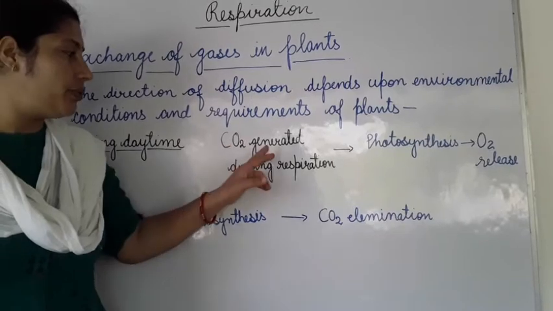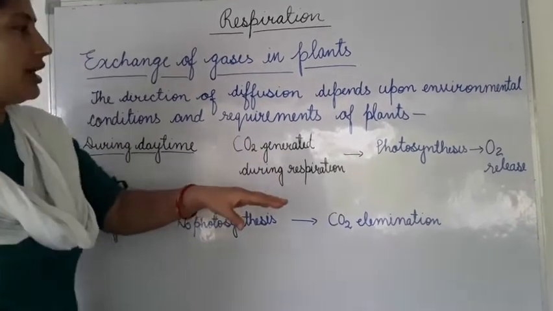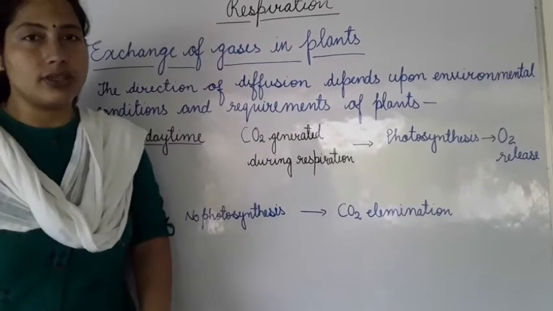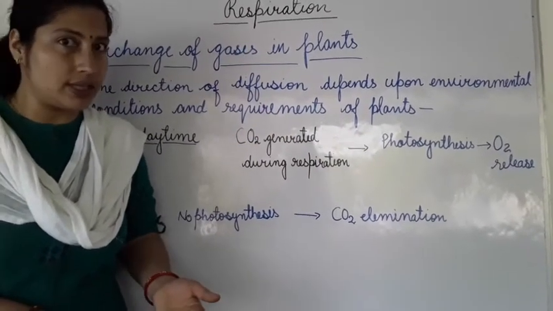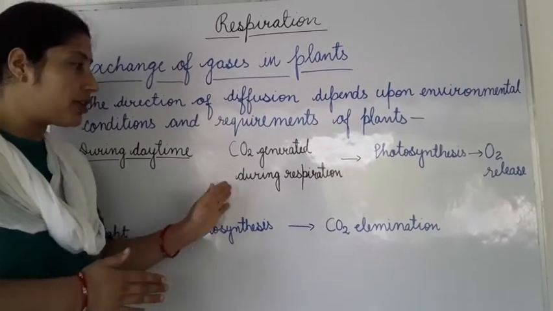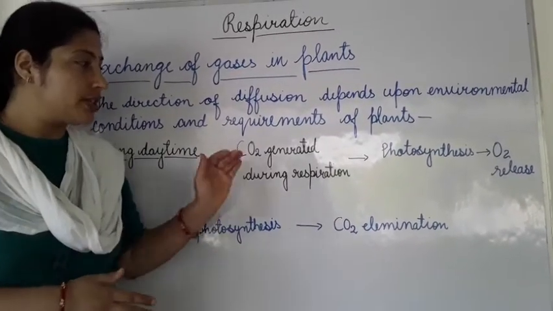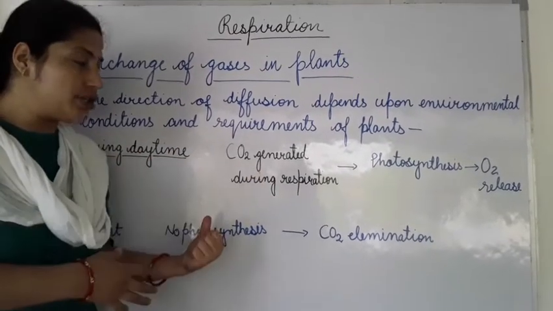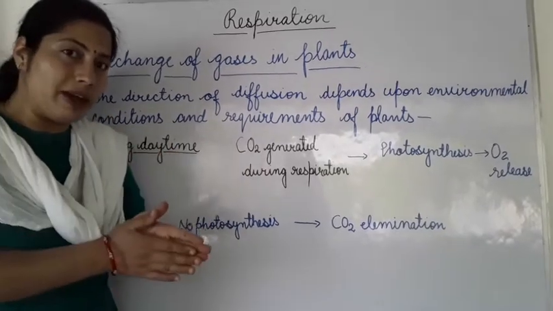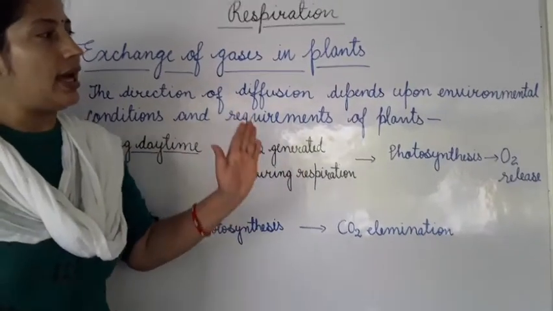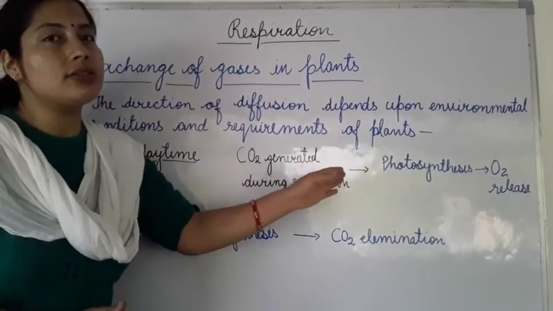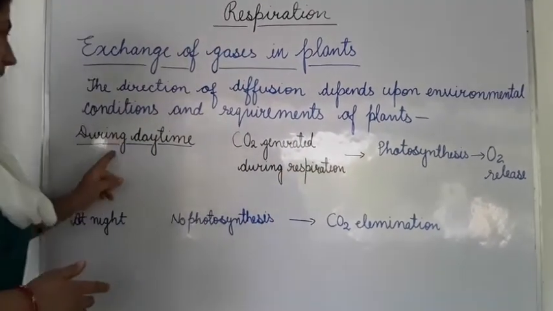So CO2 generated during respiration is utilized for photosynthesis, and it releases oxygen, because oxygen is the byproduct of photosynthesis, and some of the oxygen is utilized for respiration. So CO2 which is formed during respiration is consumed by plant for photosynthesis, and O2, oxygen, is released. So release of oxygen is the major event during day.